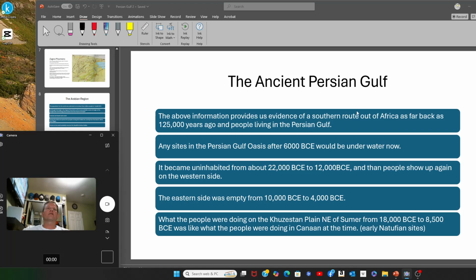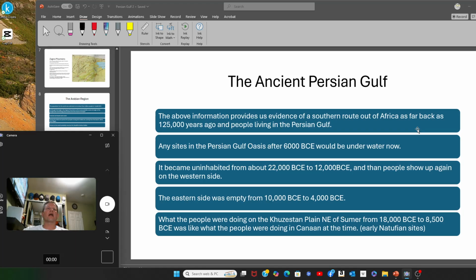The above information provides us evidence of a southern route out of Africa as far back as 125,000 years ago and people living in the Persian Gulf. Any sites in the Persian Gulf oasis after 6000 BCE would be underwater now.